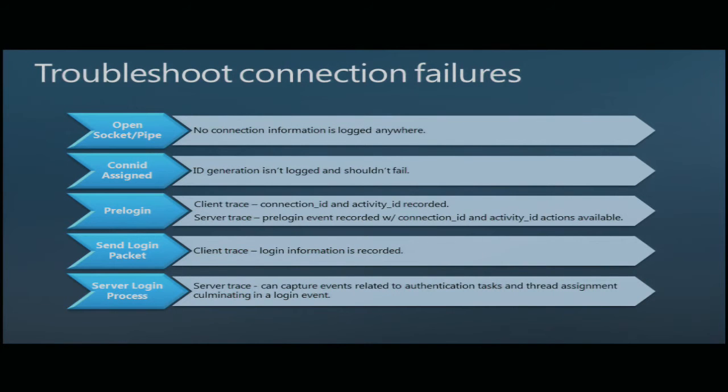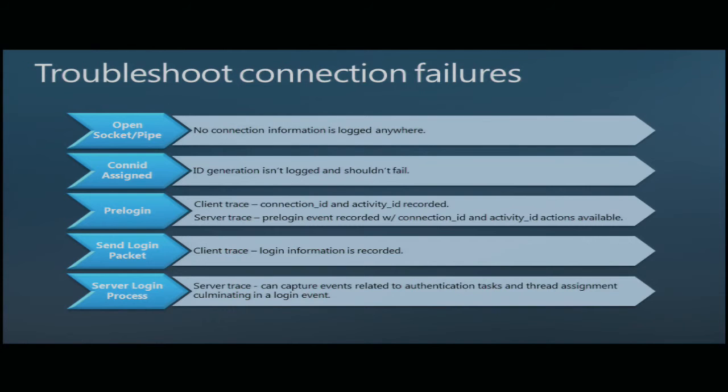So how do we use these steps and these correlation IDs to troubleshoot connection failures? There's really nothing that we track during the open socket and pipe. This is just the basic connection. If this fails, you've got bigger problems than tracking what's wrong in your client or your server. Next, we assign the connection ID, which generally is just not something that can fail. We just generate a GUID in the code on the client, and then we send that in the pre-login package.